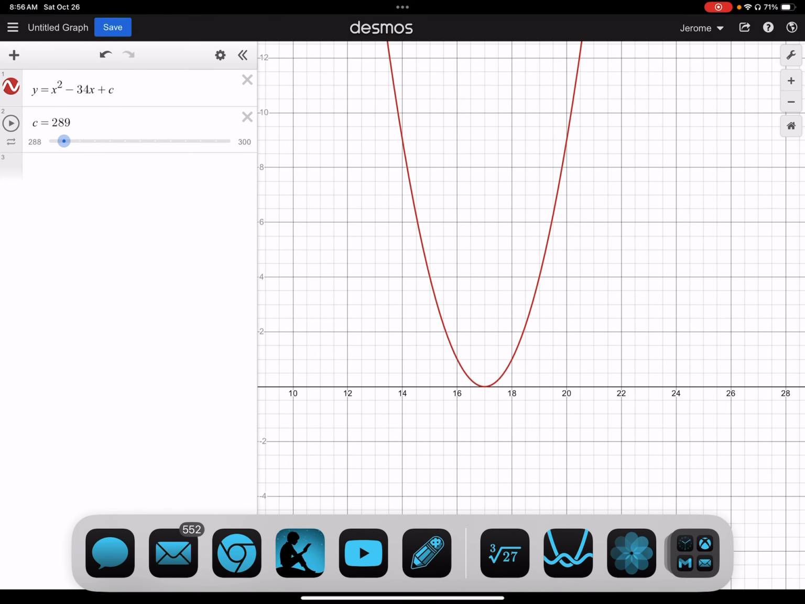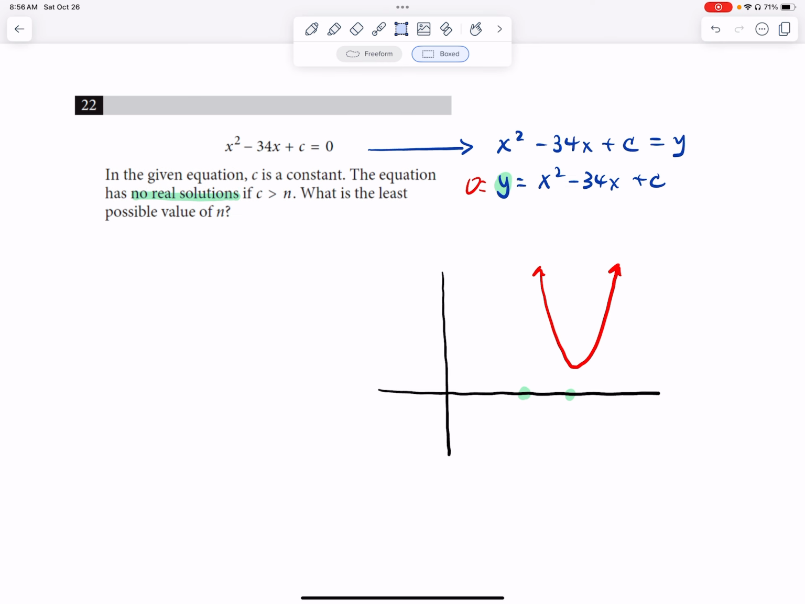Now, we're not saying that the C value is equal to 289. Look what's going on. If I go back to my little question here, it says what is the least possible value of n, not of C, but of n. So if I have C is greater than 289, my n value here is the 289, and we're saying that the C value has to be bigger than that number. And that's the thing that makes our parabola up above the x-axis. So here is our solution.